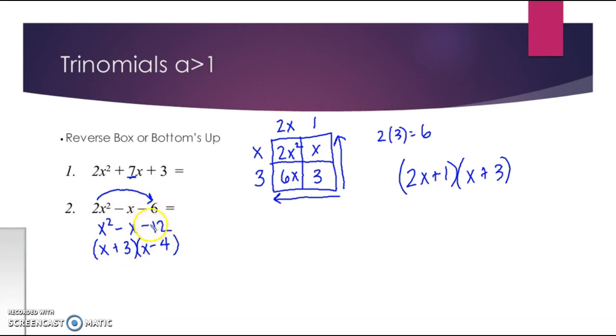Then I have to take that a that I moved over here and take it back out by dividing. I can't simplify 3 over 2, so I'm going to do bottoms up. So 2x plus 3. I can simplify 4 over 2 to get 2. So this one's 2x plus 3 times x minus 2.